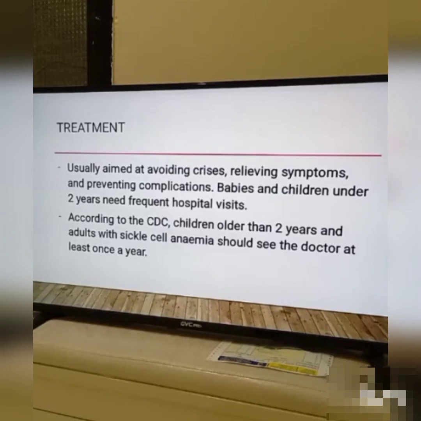What is the treatment aimed at? We want to avoid crisis, that is the pain episodes. We want to relieve the symptoms. We want to prevent complications. That's why we treat. According to the Center for Disease Control, children older than 2 years and adults with sickle cell anemia should see the doctor at least once a year.